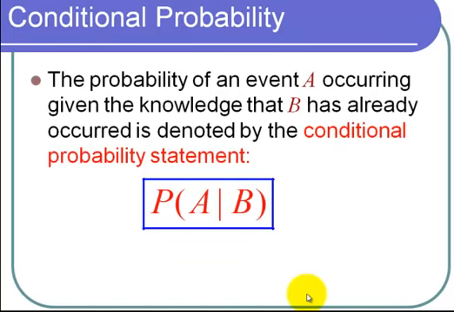So to define that, I say the probability of an event A occurring, given the knowledge that B has already occurred, is denoted by the conditional probability statement. Probability of A, and we read this little vertical line segment with the word given. So this says probability of A given B.